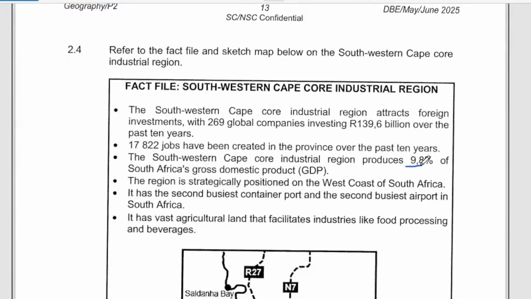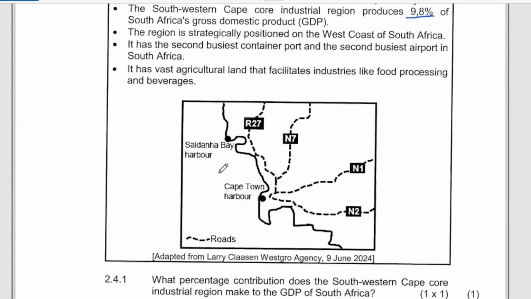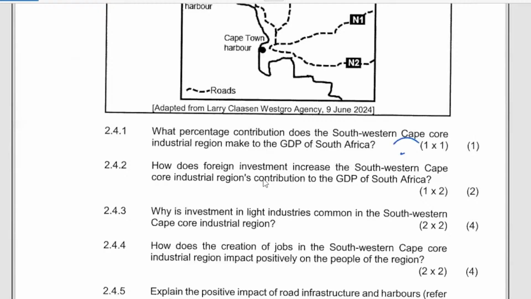To the GDP, it produces 9.8% of the GDP. So our response is 9.8%. How does foreign investment increase the Southwestern Cape core industrial region's contribution to the GDP? We are looking at foreign investments. How do they contribute towards that region's GDP?